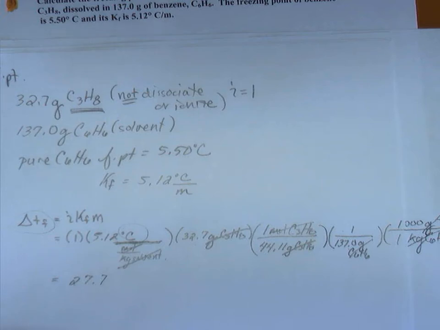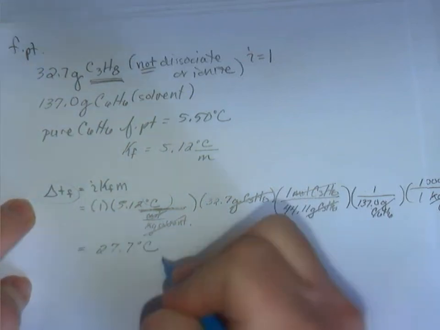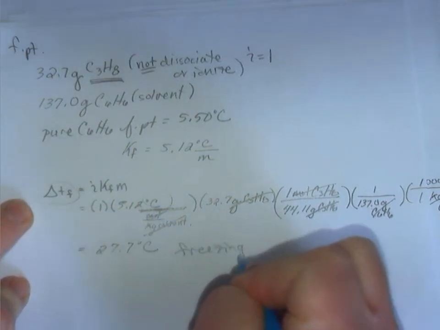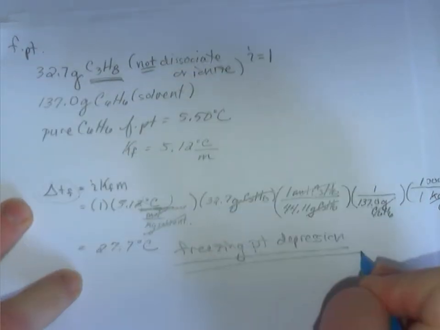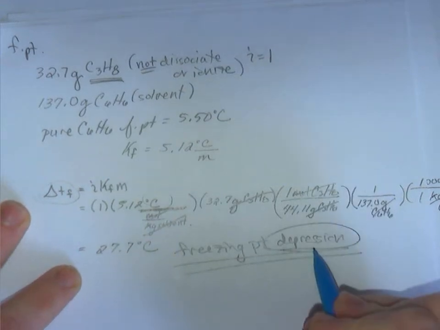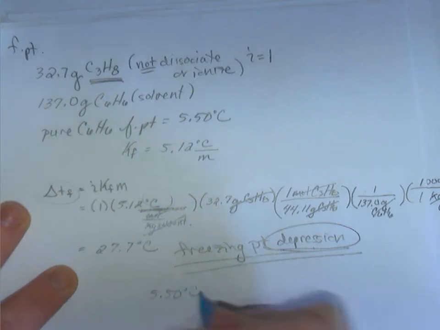Times my 32.7 times 1,000. All right, and this is degrees Celsius. Now, here's where we have to apply our understanding. Remember, the colligative property is freezing point depression. We know that a solution has a lower freezing point than the pure solvent. The pure solvent's freezing point is 5.50 degrees Celsius.